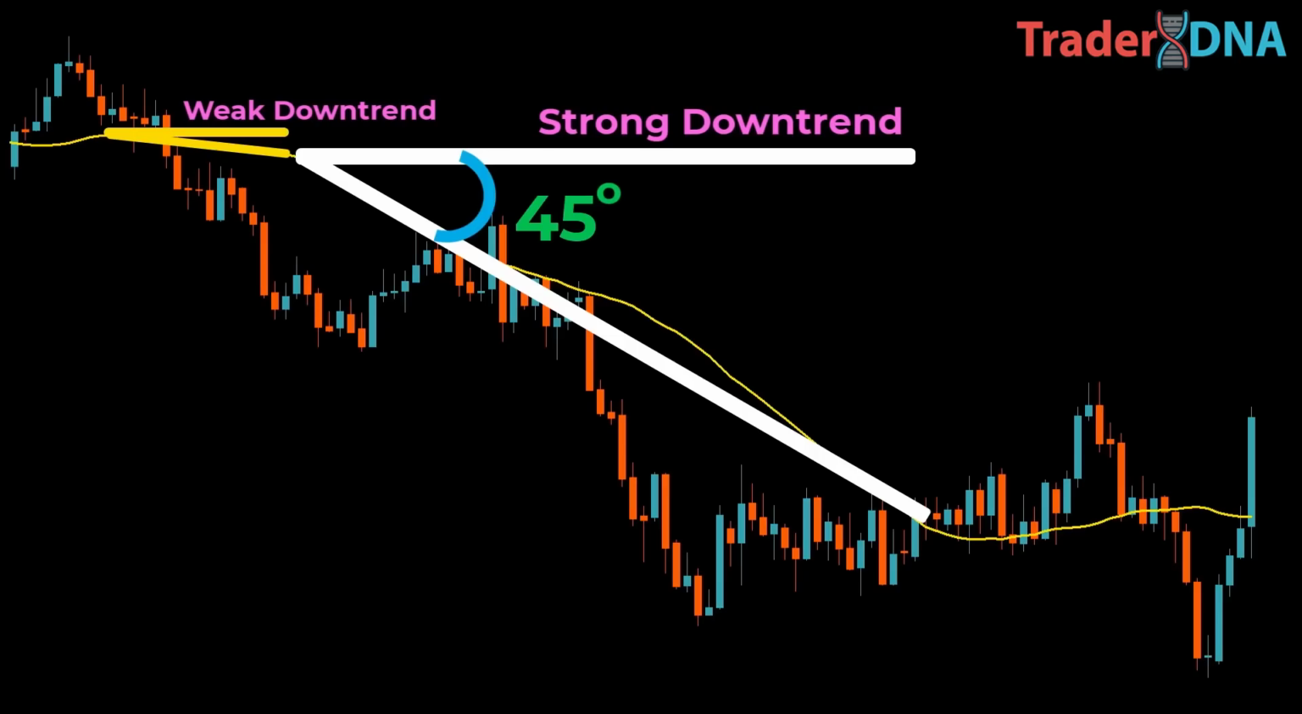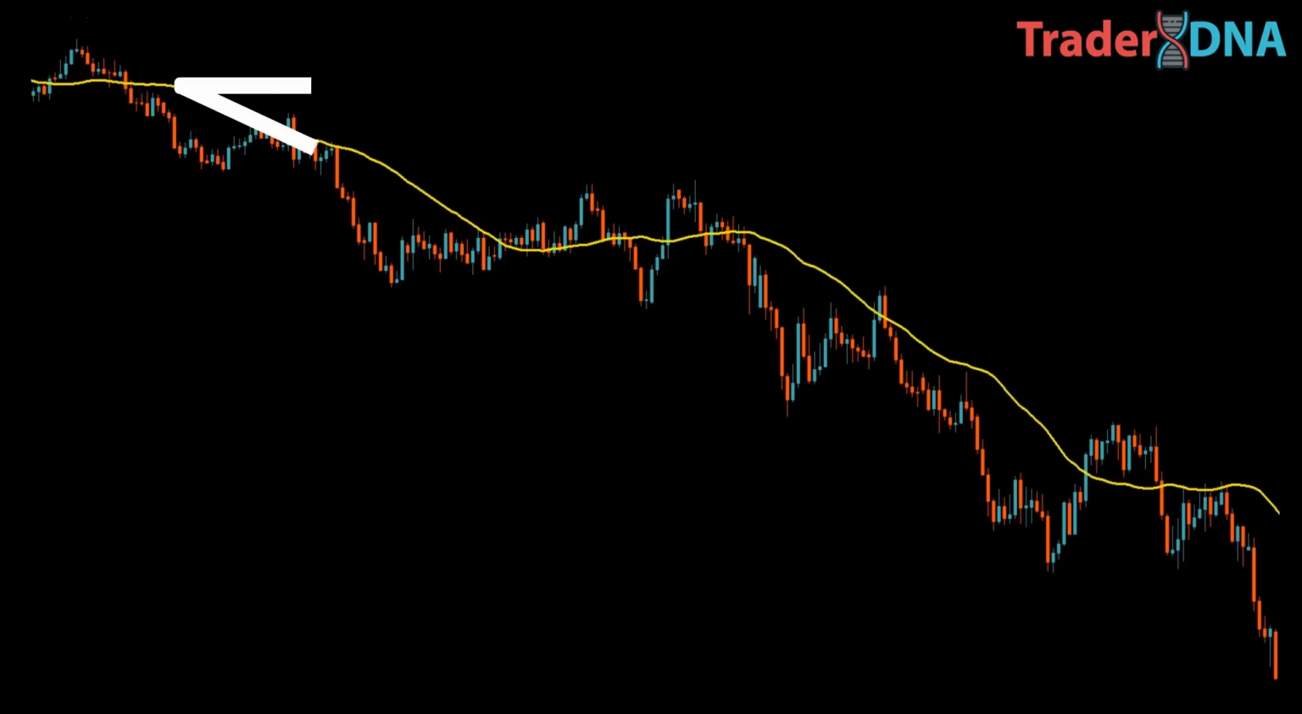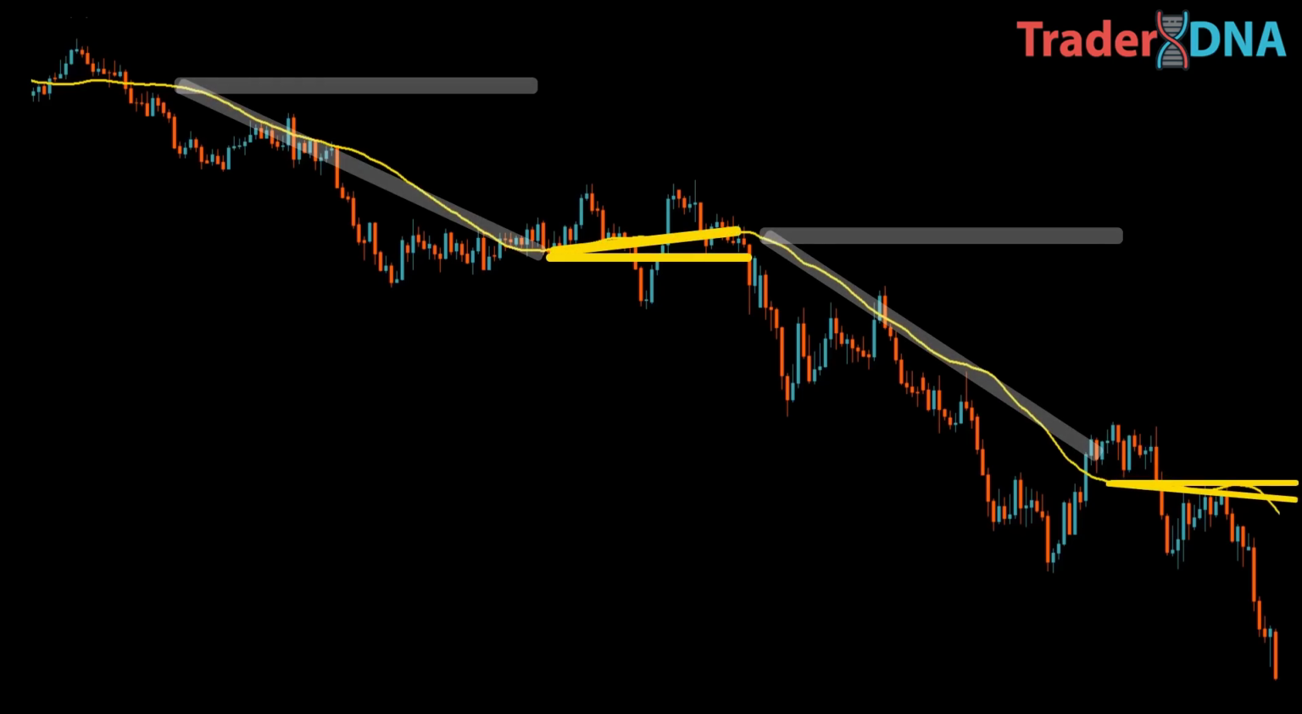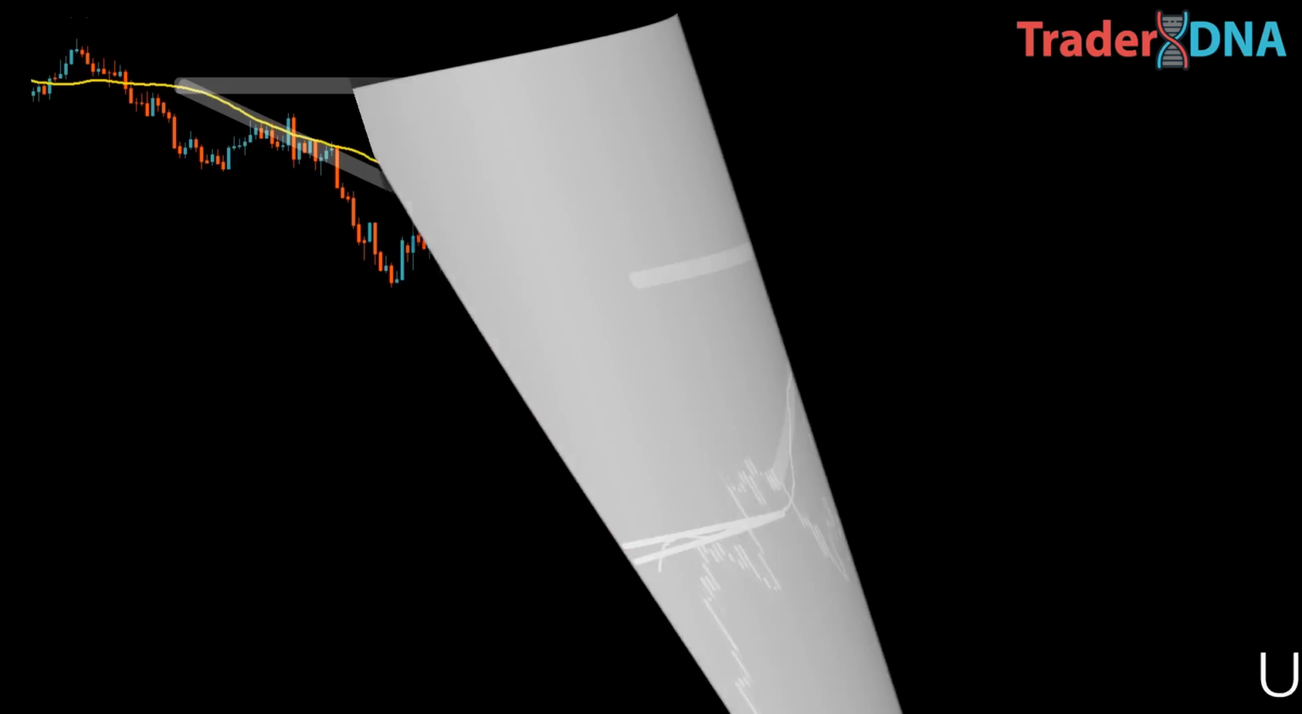This information is incredibly useful because it helps us gauge the strength of the trend. If the trend is strong, we can afford to be more aggressive in our entries, taking advantage of the momentum. However, if the trend is weak, we need to exercise more caution with our trades, as the market may reverse or lack sufficient momentum to continue in the direction we want to trade.